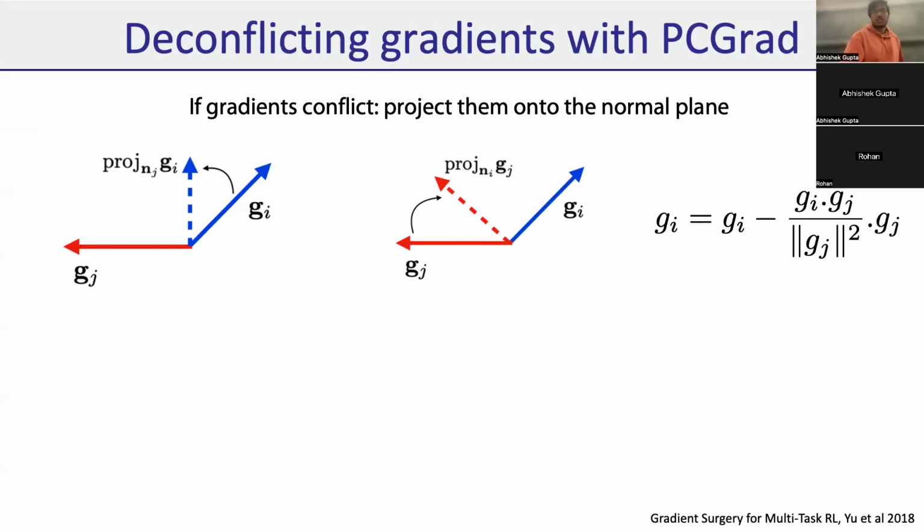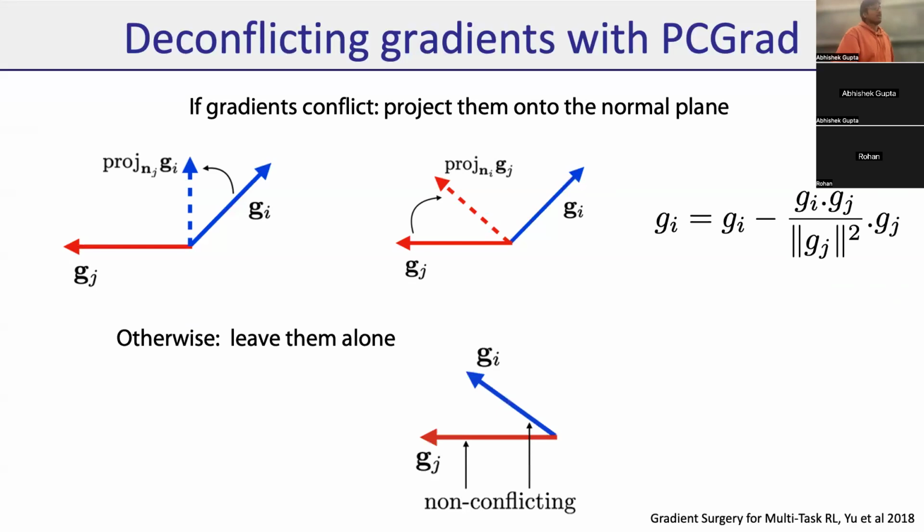The thought is that all you do is say, if the gradients are conflicting, then you just project them onto the normal. And if the gradients are non-conflicting, then you just leave them alone, right? So if their dot product is positive, leave them alone. If they're negative, then you project onto the normal.